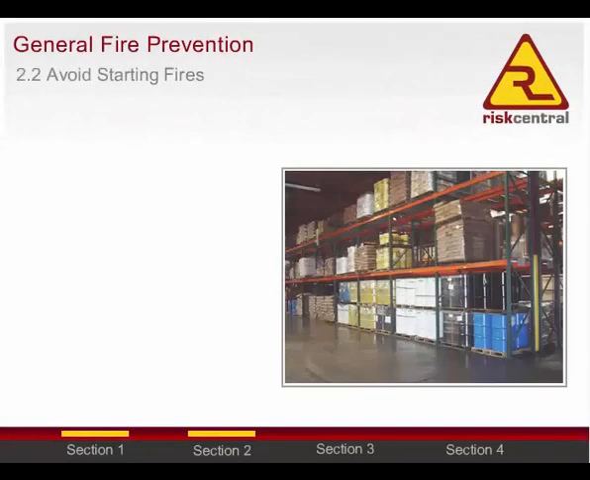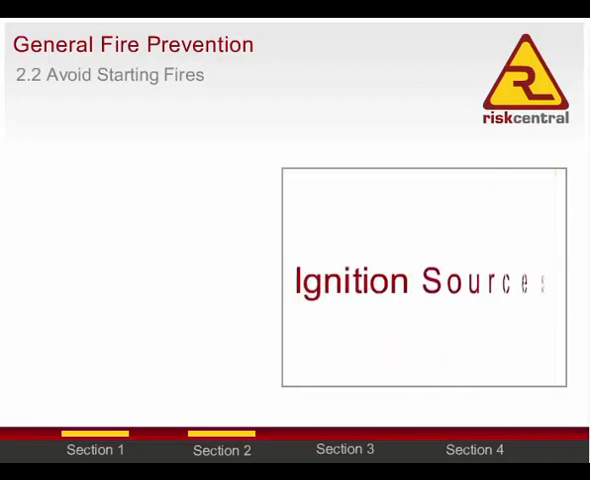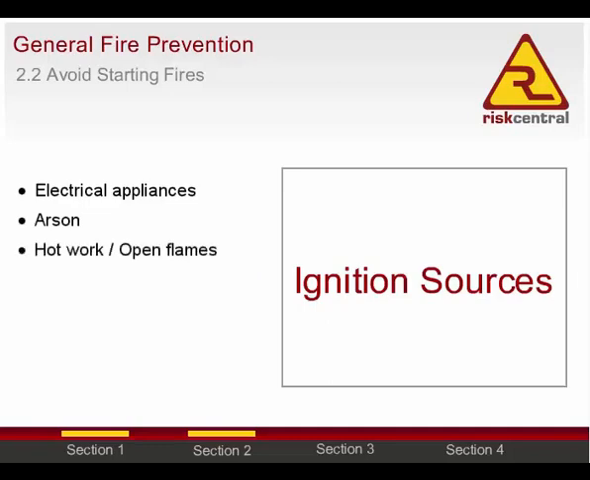If so many things are combustible, then we need to be very careful where we put things that can start them on fire. We call these potential fire starters ignition sources. From past experience, we know that the ignition sources which start the most fires are electrical appliances, arson, hot work, open flames, hot surfaces, smoking, heaters, and cooking.